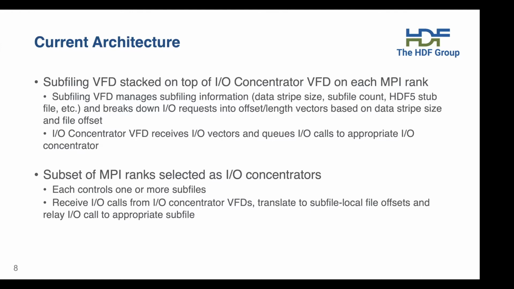And then the IO concentrator VFD just receives those IO vectors and then queues up IO calls to the right IO concentrator rank. And then, of course, there's the subset of MPI ranks that get selected as IO concentrators. They control one or more subfiles, and they receive these IO calls, translate them into the right file offsets for the subfile they're controlling, and then they relay the IO to it.